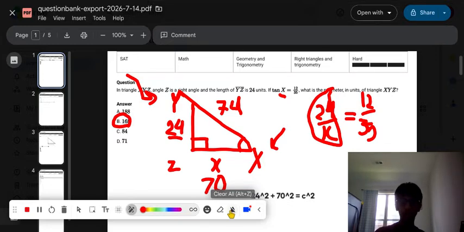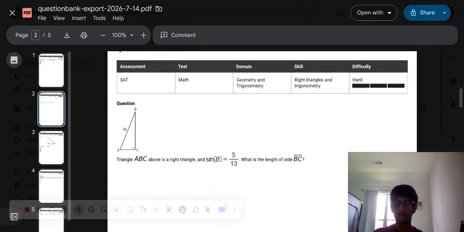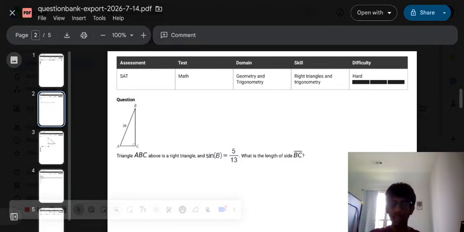Okay, let's move on to our second problem. Okay, our second problem says, triangle ABC above is a right angle triangle, and sine B is equal to 5 over 13. What is the length of side BC?